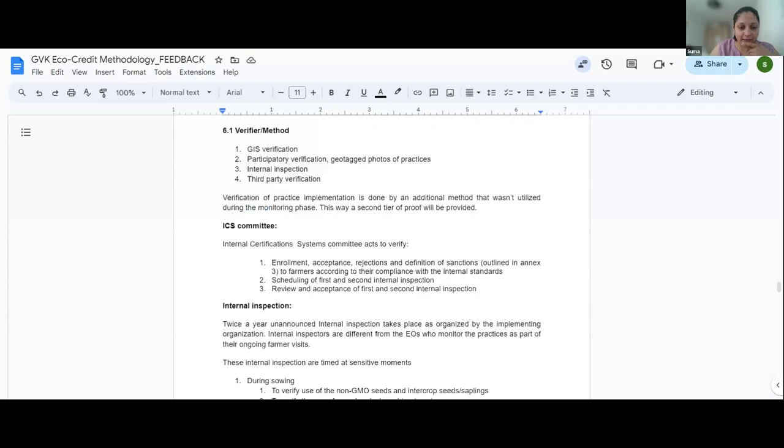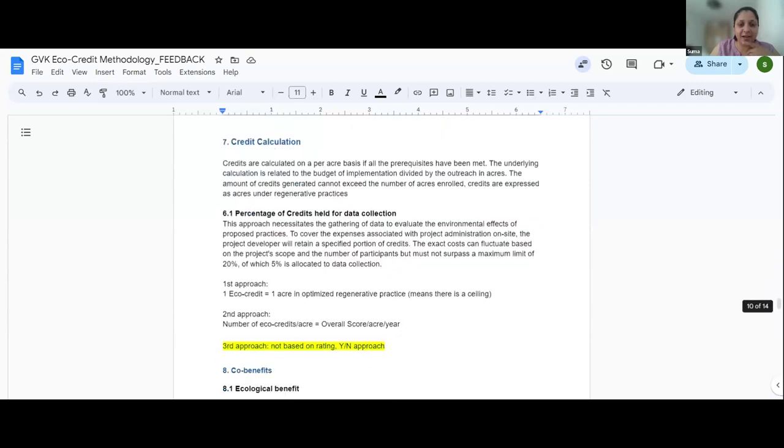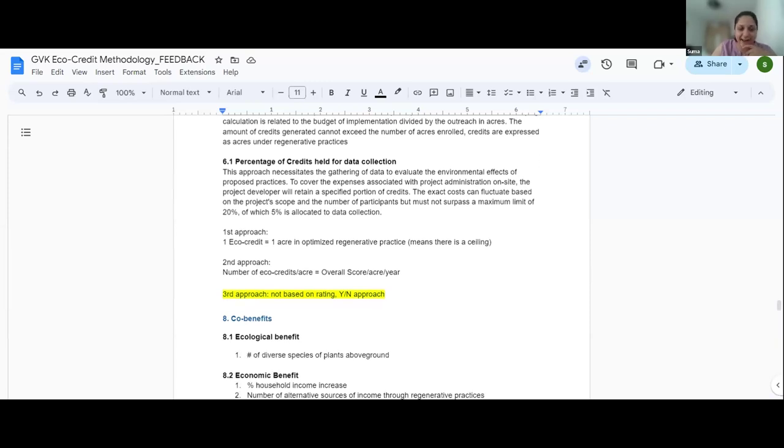So yeah, the next area is the credit class calculation. So we were basically trying to wrap our heads around how to define eco credit in this scenario. So we came up with three approaches, and I would quickly give what we mean by those three approaches, and maybe you all can share what you think about it.